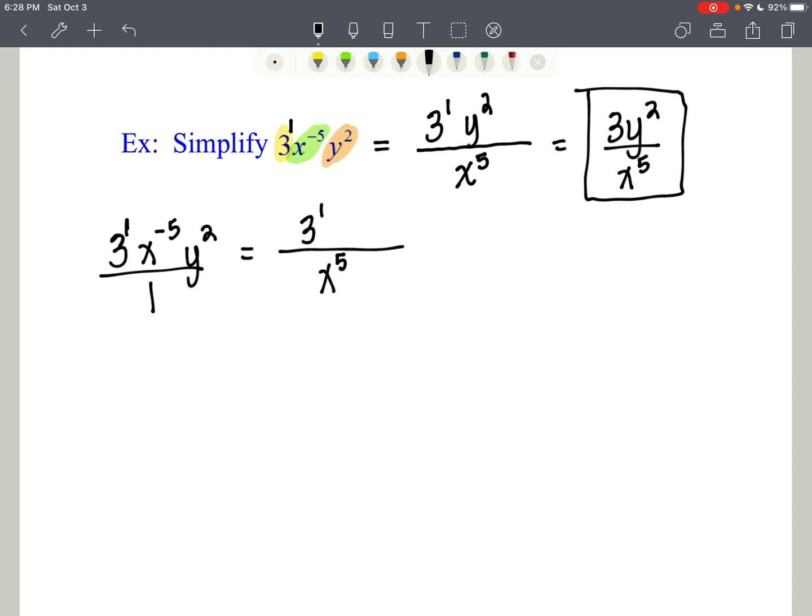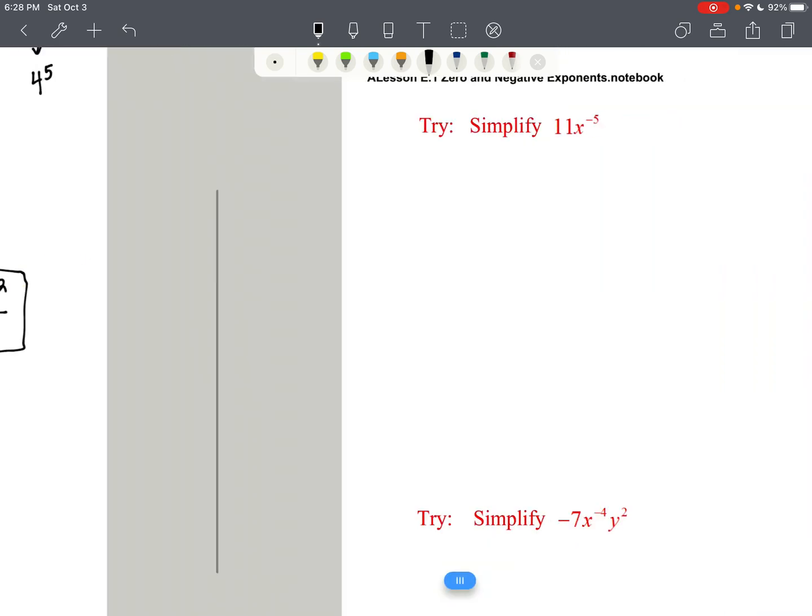And then I'm going to say, does y stay or go? Y has a positive exponent, so it can stay exactly where it is. And then, of course, we rewrite this: 3y squared over x to the 5th. But that's the language that I'm going to say. Does it stay or does it go?